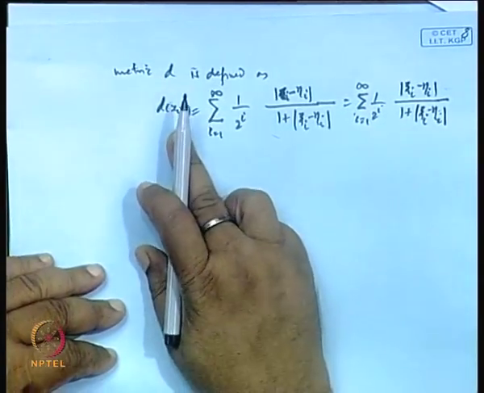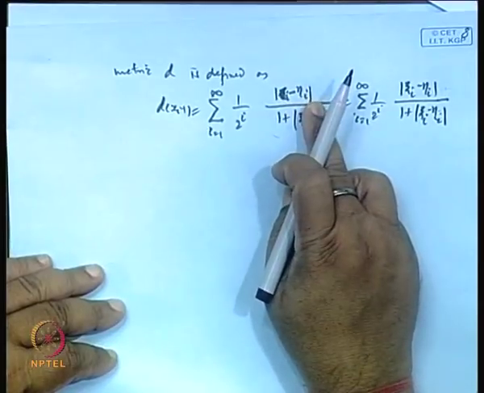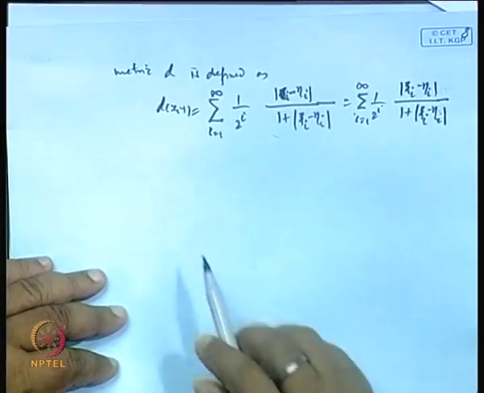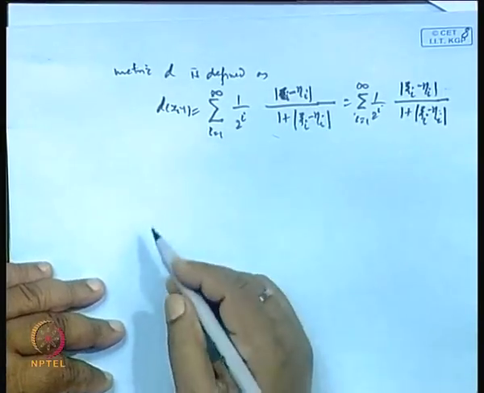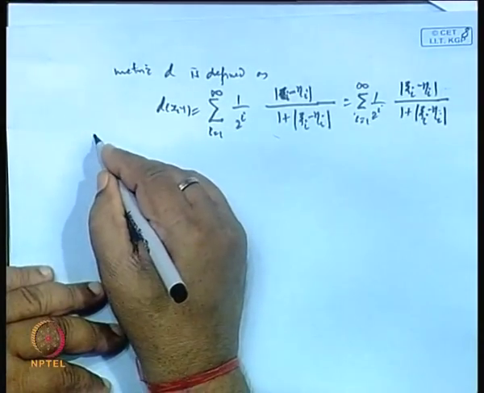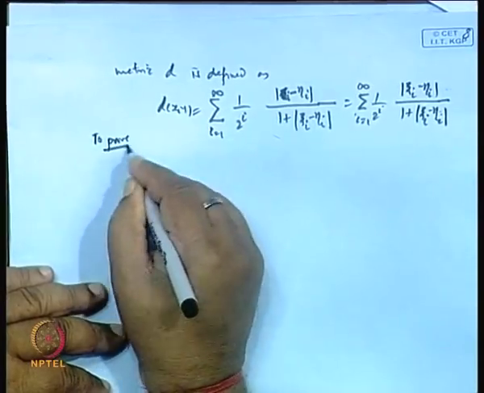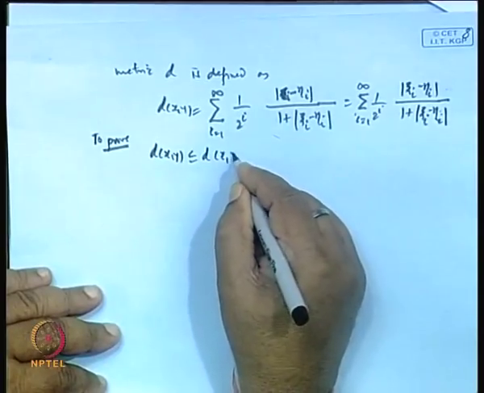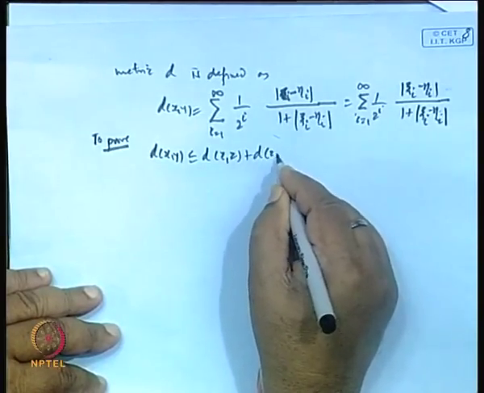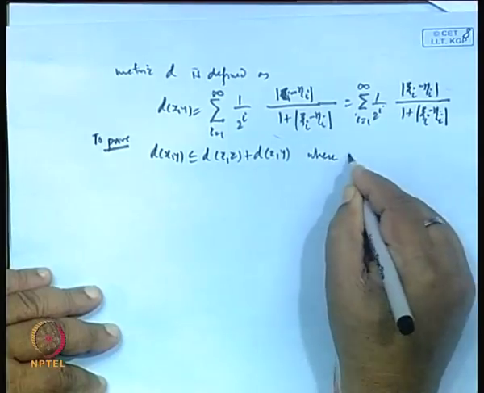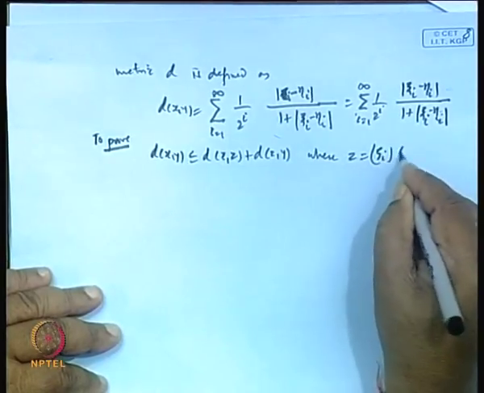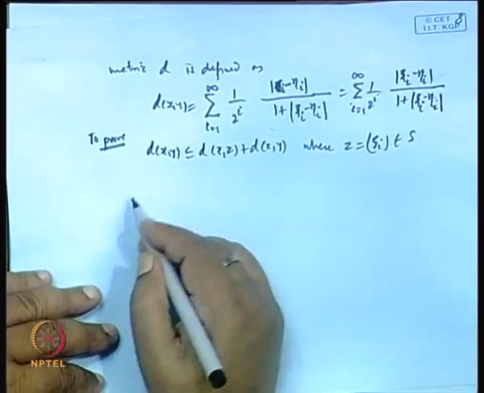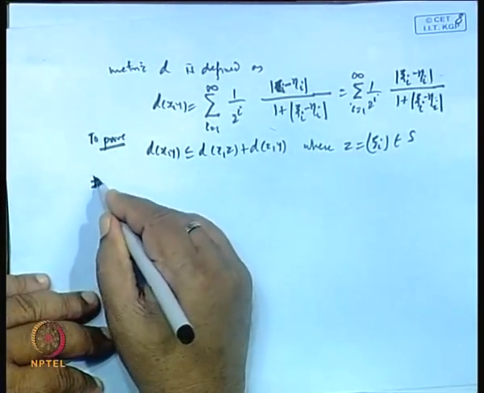Because we can take the xi and eta I change. If I change, then because of the modulus sign it is not effective. Then the fourth condition, the triangular inequality, requires us to prove d of x y is less than or equal to d of x z plus d of z y, where z is zeta I belongs to S. Okay. So, we write first an auxiliary relation.